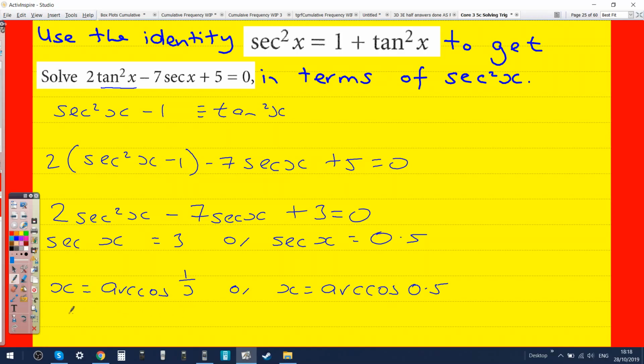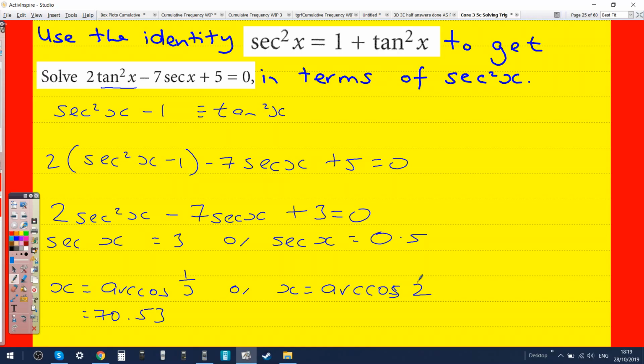So the first one is 70.53. And the second one, actually, it won't be arc cos 0.5. I believe it'll be arc cos 1 over 0.5. Yeah. Which I believe is 2. My calculator doesn't like that. It won't do it. Why not? It says non-real. Why is there no solution for arc cos 2?